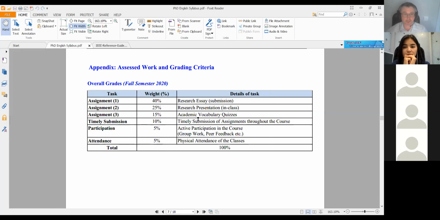Those quizzes will be 10 minutes and they will be given through Google Forms in the beginning of the class. It's quite important for you to know that there will be no retakes on those academic vocabulary quizzes. If you miss those, you will not be able to retake the quiz. Those quizzes will be 15% of your grade.